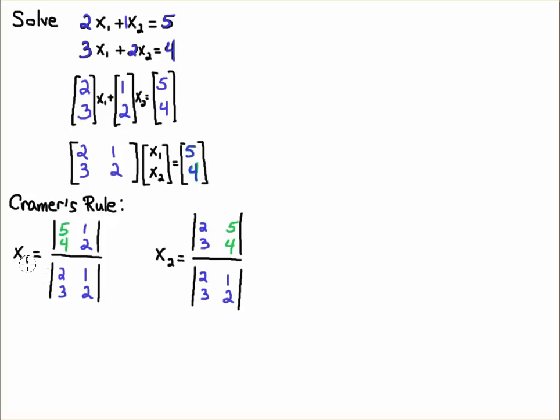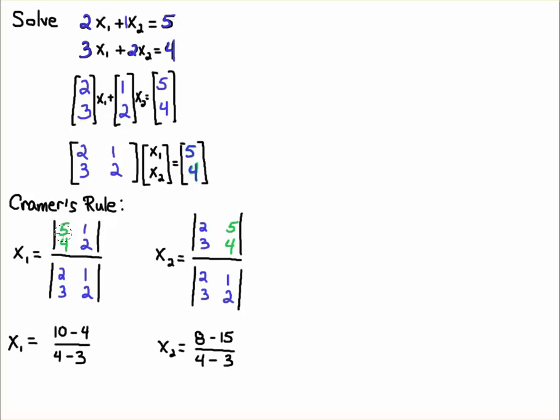So I'll repeat that. Cramer's rule says to take the determinant of the coefficient matrix and make that the denominator. For the numerator, if it's x1, replace the first column by the right hand side and leave the second column alone. For x2, leave the first column alone and replace column 2 by the right hand side. Now you just have to make the computations.